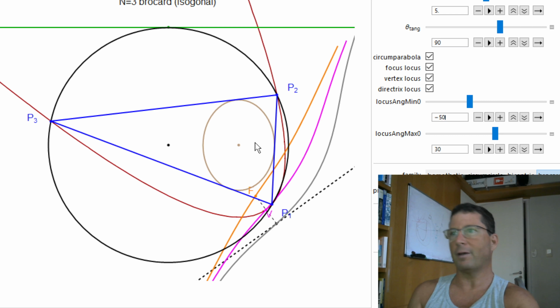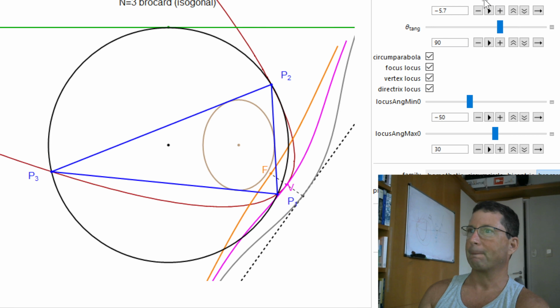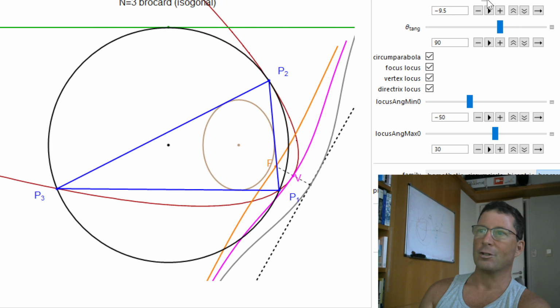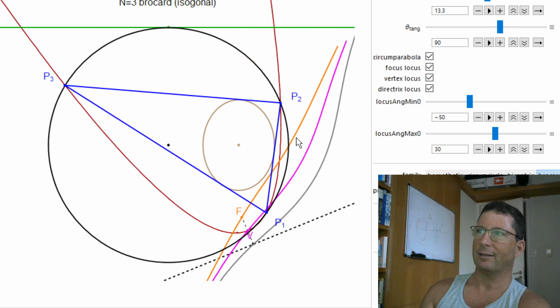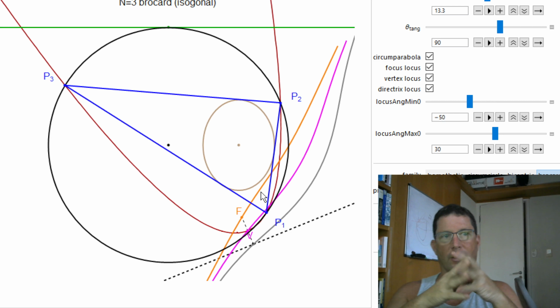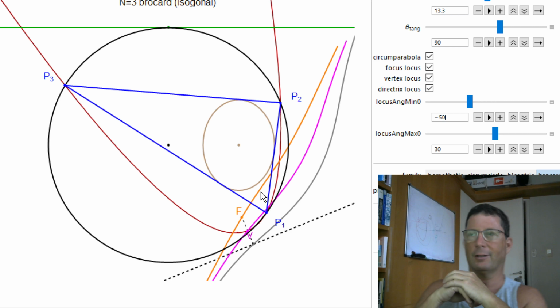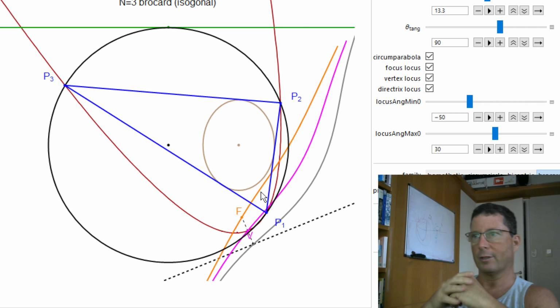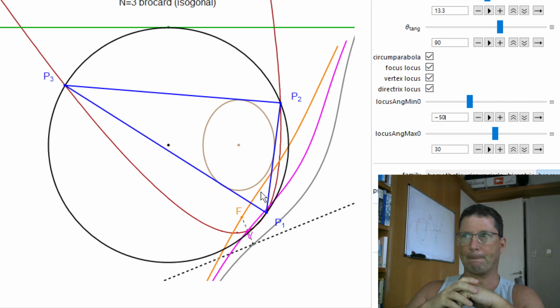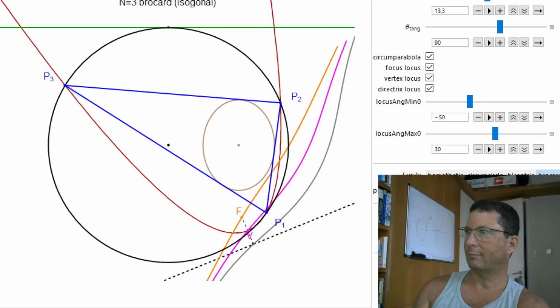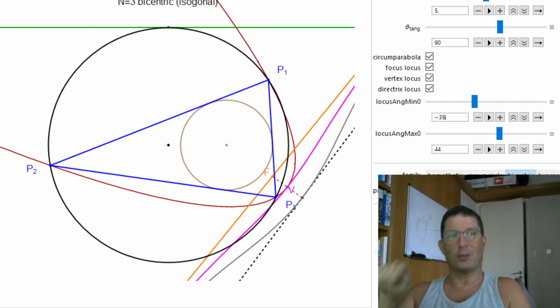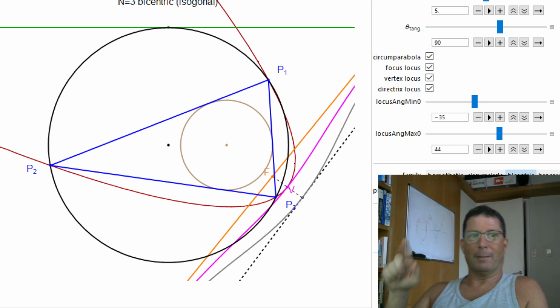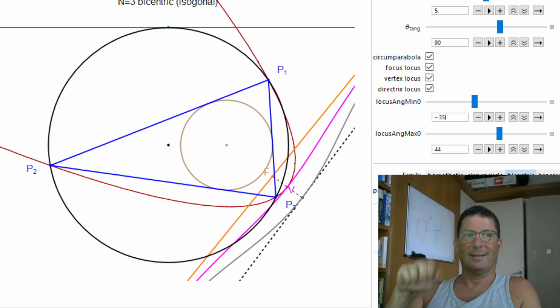But look at what happens in this family. Locus of the focus is not straight. See that this is a non-straight curve, like a sinusoidally moving curve, right? As are the loci of the vertex, the magenta curve, and the locus of that center point of the directrix. Okay, so the Hocus Pocus phenomenon is that the focus locus of my bicentrics is a straight line. I'll see you on the next video.